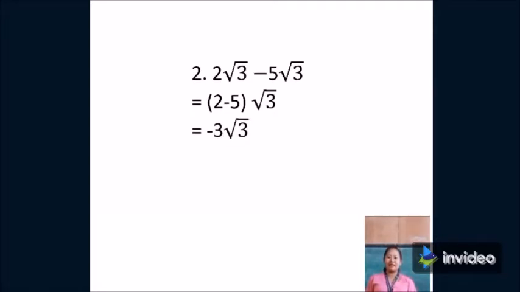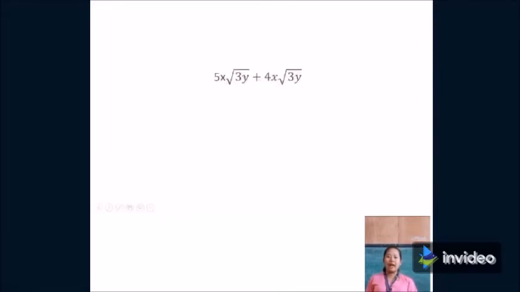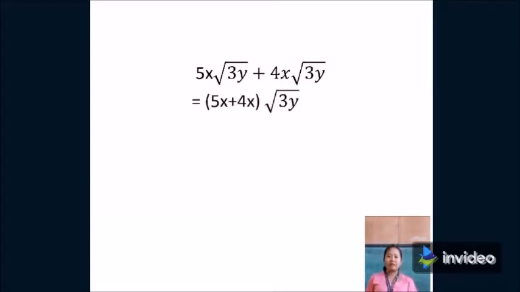Example 3. So we also have 5x square root of 3y plus 4x square root of 3y. Still, that is a similar radicals. So we need to add 5x plus 4x, that is equal to 9x, and then we need to copy square root of 3y. So the answer will be 9x square root of 3y.